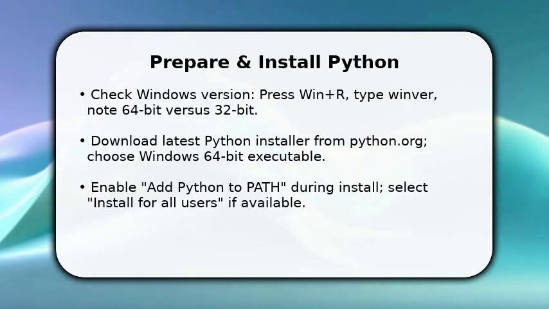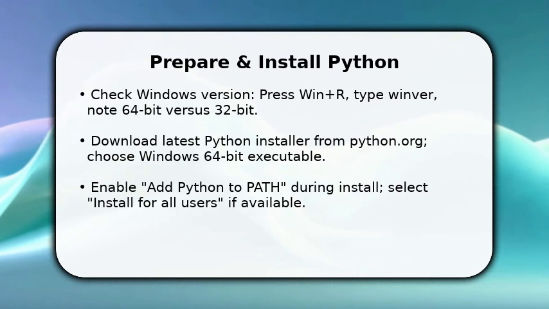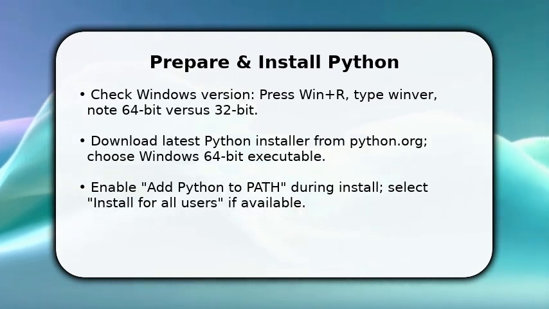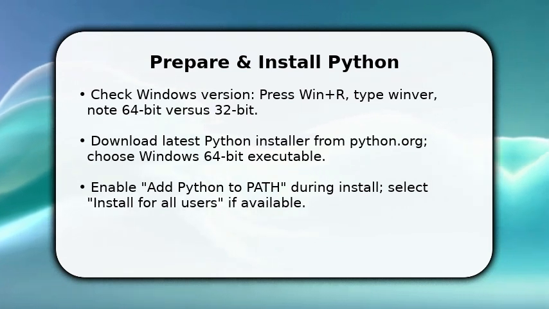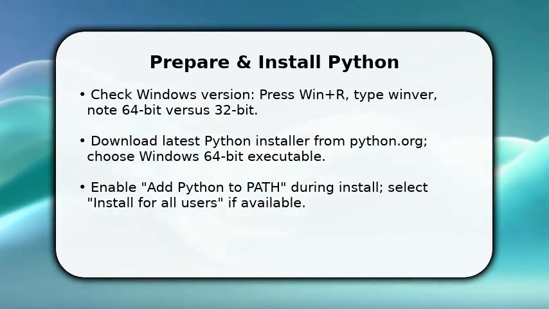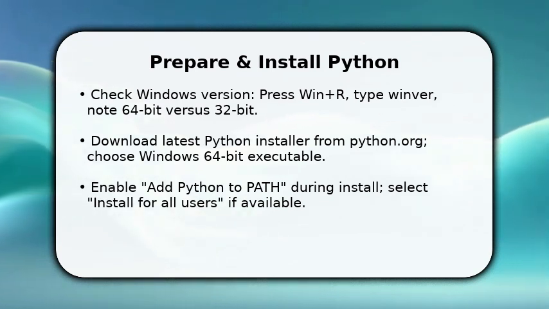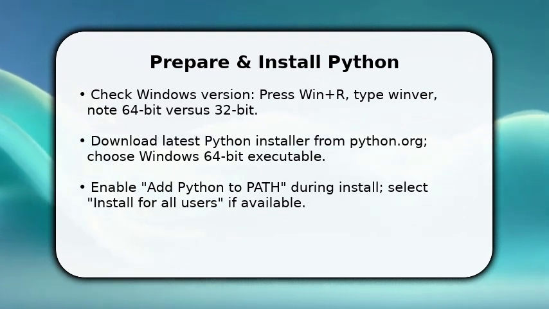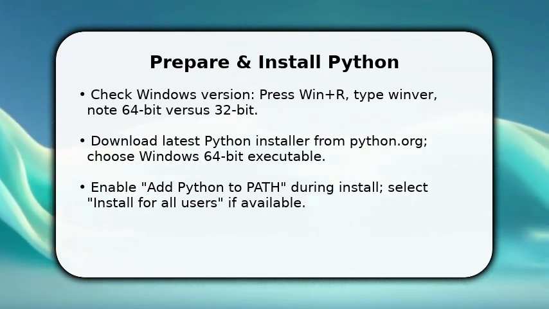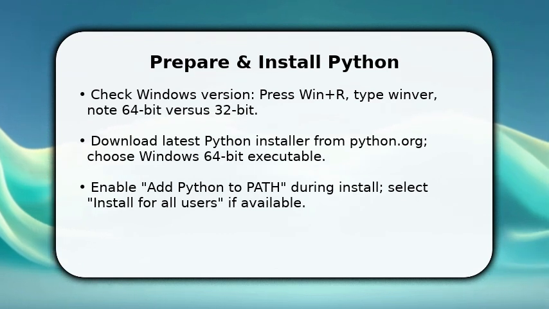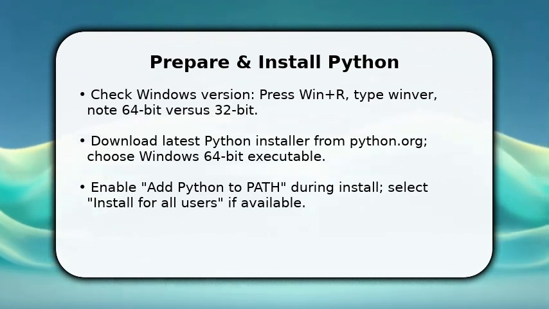You start by confirming your HP runs a compatible Windows build. Press Win plus R and run winver so you know 64-bit versus 32-bit. Next, run the official Python installer and make sure to check Add Python to PATH so command line use works immediately. Choose Install for all users when on a personal laptop to avoid permission issues. Once the installer finishes, open Command Prompt and type python --version to verify the interpreter is accessible and correctly installed.